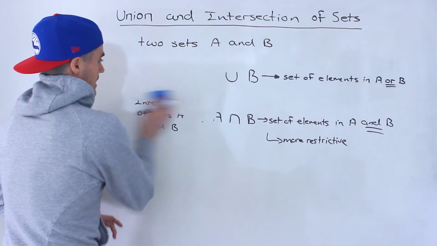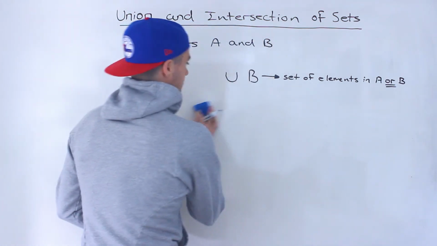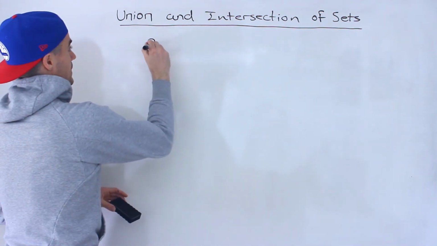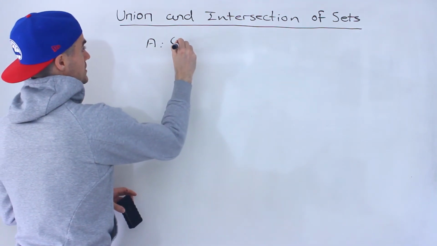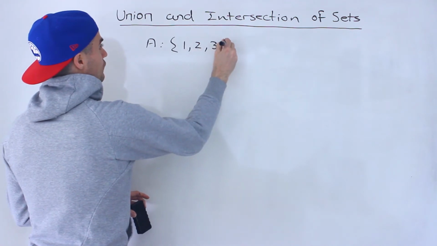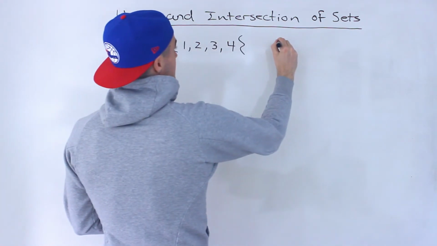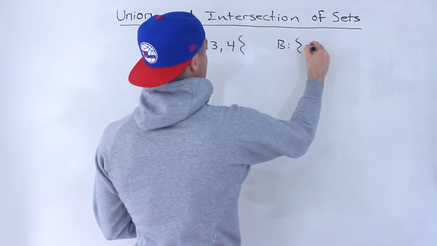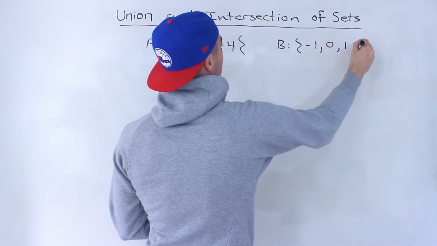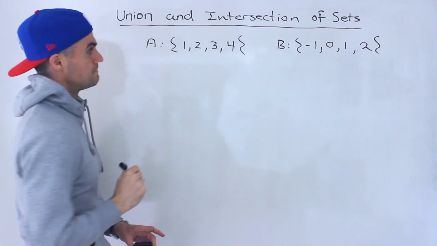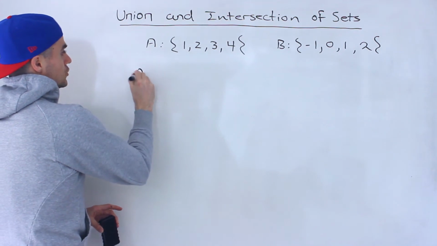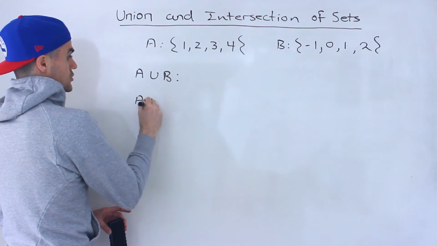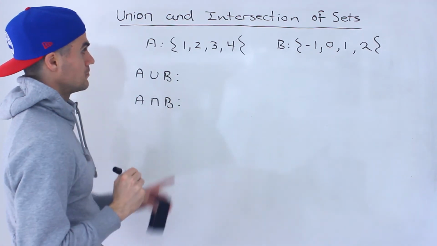So let's do a quick example here to show how it works. Let's do a simple example. Let's say that we have set A. If we put it in roster notation, let's say it's 1, 2, 3, and 4. And let's say set B is -1, 0, 1, and 2. So what is the union set going to be of both of these? And then what's the intersection set going to be of both of these?